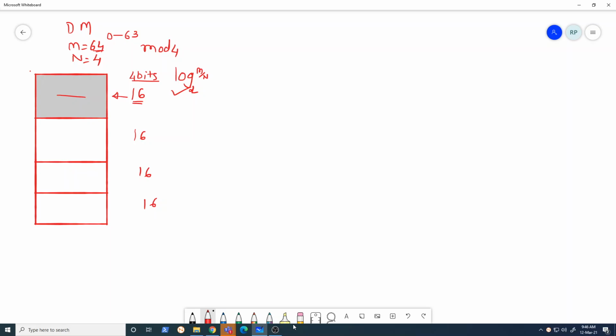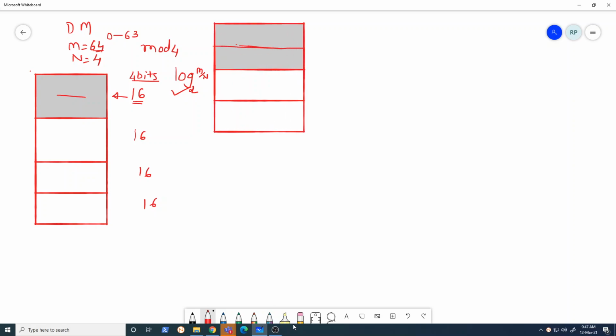Next is: to locate a particular word in the block is called what? A block is a combination of words. This is a block, and suppose there are 4 words in this. So once you locate the block, to locate the word, what do we use? We use the word offset.